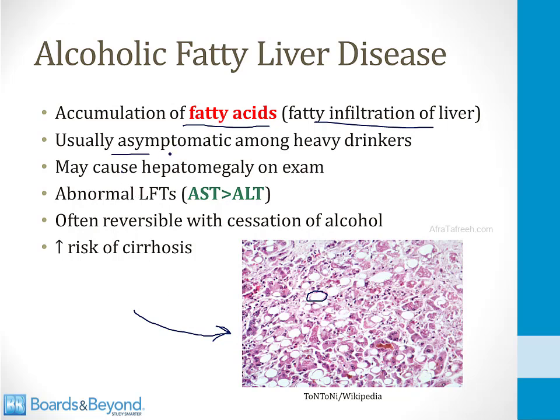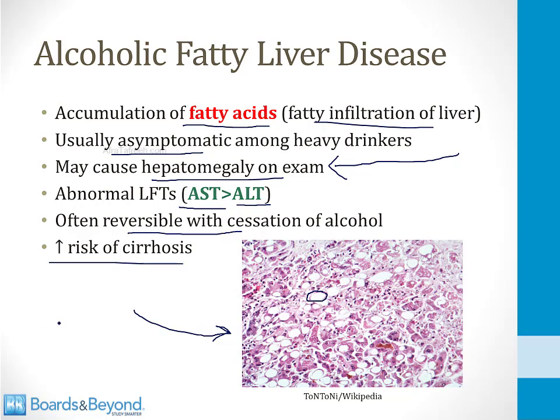This is usually an asymptomatic condition. It may cause an enlarged liver on physical exam, especially in board questions. If they tell you the liver is enlarged in a heavy drinker, they are trying to tell you that there's fat deposition in that patient's liver. The liver function test may be abnormal, and as I mentioned earlier in this module, the AST usually increases to a greater degree than the ALT, and that's because alcohol is a mitochondrial toxin. If patients stop drinking, this is often reversible and the fat will go away. And alcoholics who have fatty liver disease have a higher risk of developing cirrhosis from alcohol consumption.